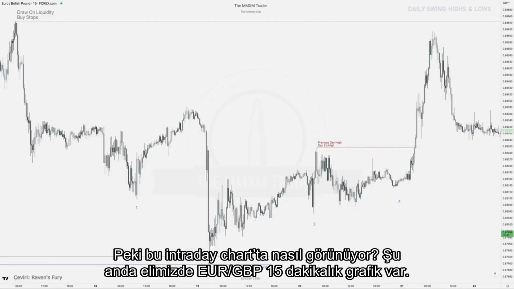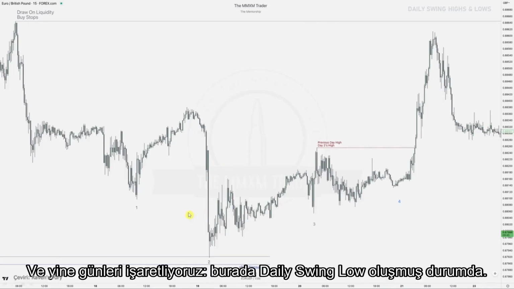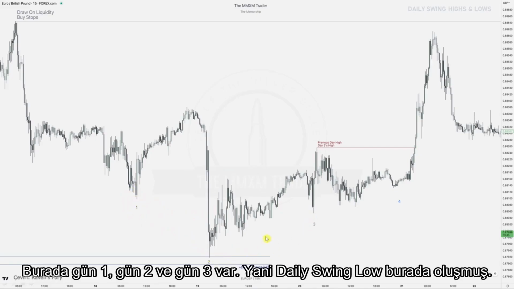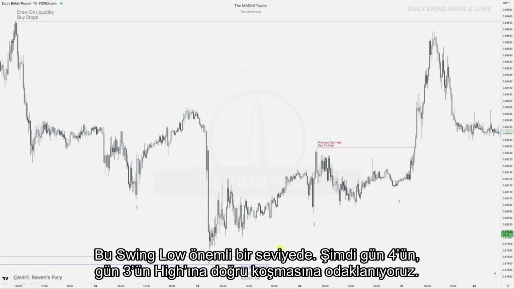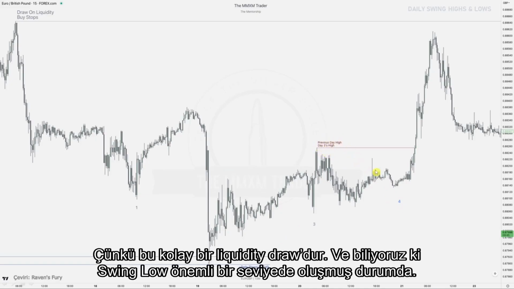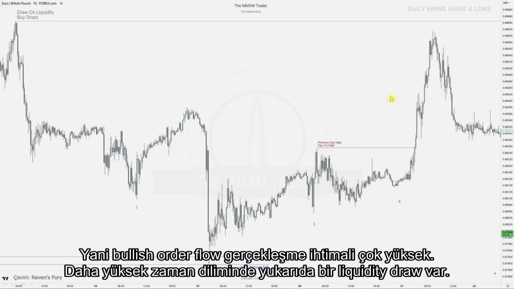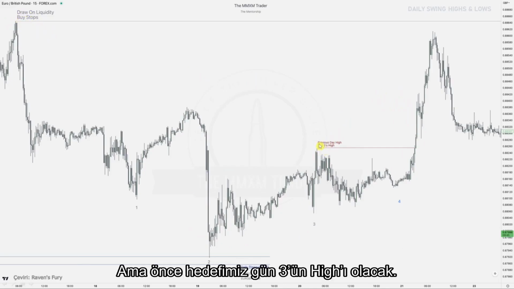So how does that look like on an intraday chart? We've got that Euro British Pound 15-minute chart right now, and again we're outlining those numbers. We've got that daily swing low form down here. We've got day 1, day 2, and day 3. So that's that daily swing low being formed down here at a key level. Now we're going to focus on day number 4 running day 3's high, because that's an easy drawn liquidity. And we know we have a swing low formed at the key level, so bullish order flow is very, very likely to occur. Higher time frame, we have the drawn liquidity up here, but first of all we're going to aim for that day 3 high.